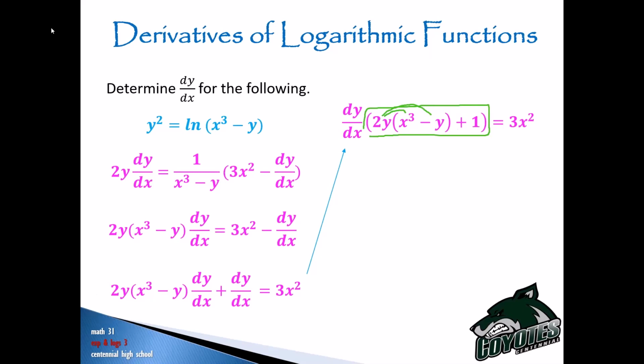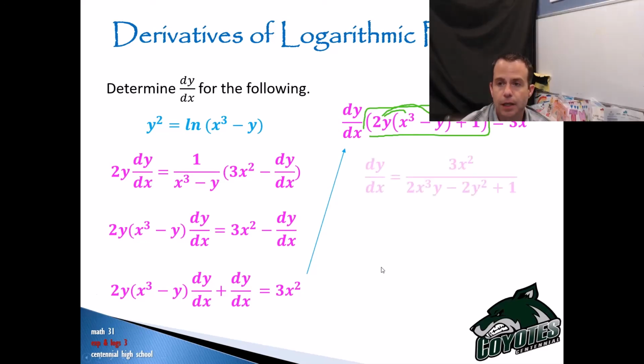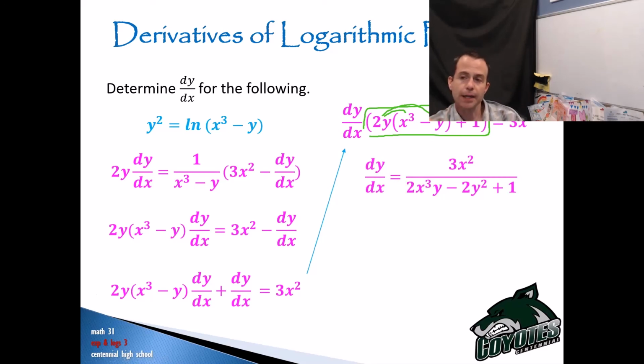Okay, I'm just going to bring myself back there. And when I do that, that's what I get. So the derivative of y is 3x squared all over 2x cubed y minus 2y squared plus 1. That's a fun one, hey?